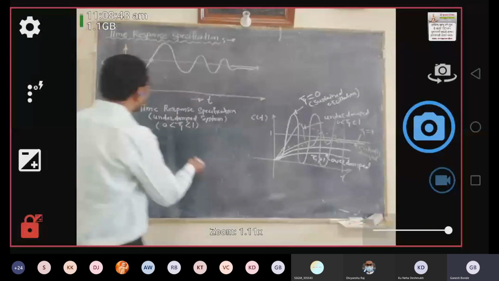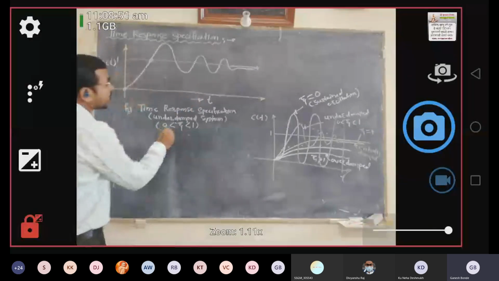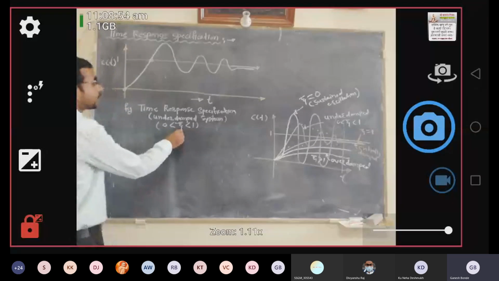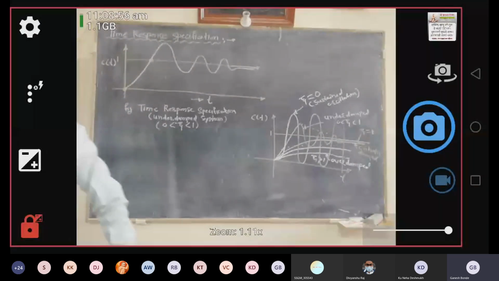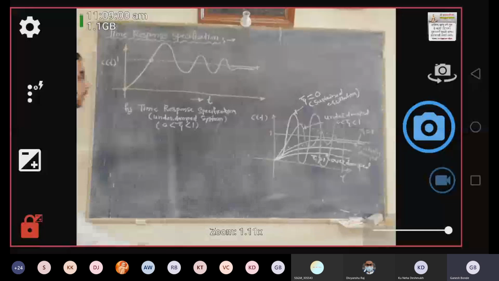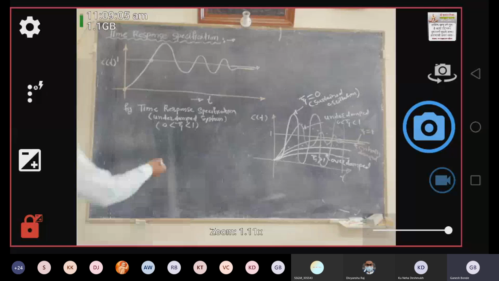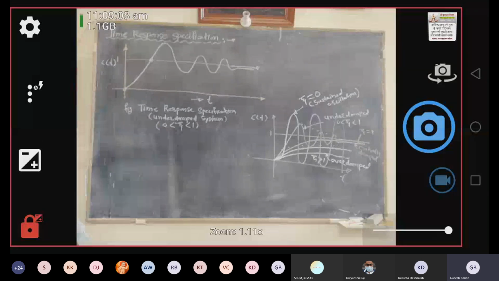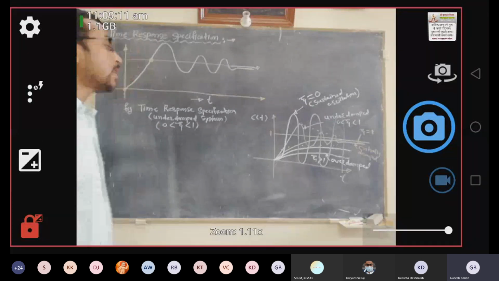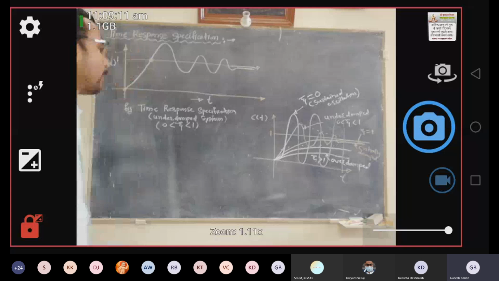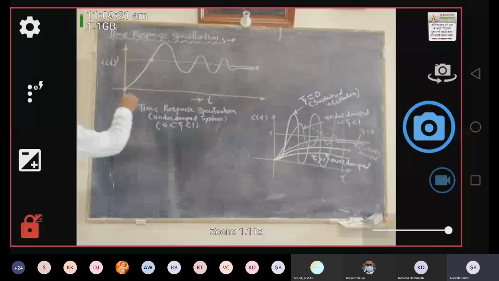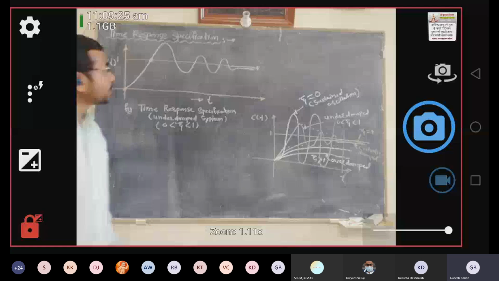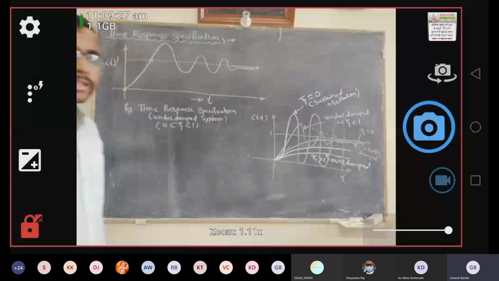Therefore most of the systems are underdamped type. We always design the system in such a way that the zeta value ranges between 0 and 1. Zeta greater than 1 is not desirable. So it is necessary to study the time response specifications of only underdamped systems, because 90% or 99% of the systems are designed with an underdamped response. Therefore, we are discussing the time response specification of underdamped systems.